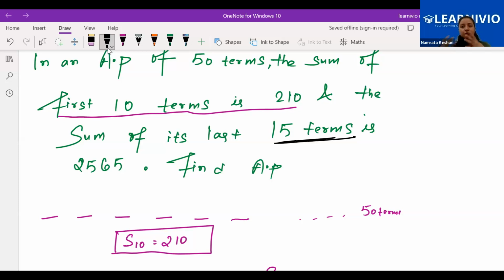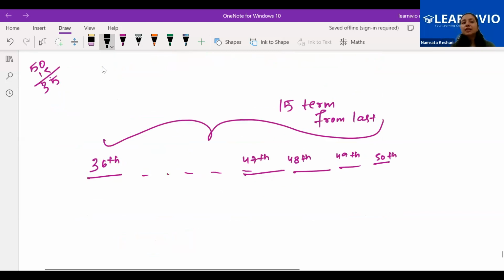Is it starting after the 20th term? Is it starting after the 30th term? Is it starting after the 35th term, or what? Are you getting me? Ma'am, I got it. Yes, ma'am. Okay, so we figured it out. 50 minus 15, I did, and I got 35. So from the 36th term, the last 15 terms we will be having. So we realize from 36 to 50, it's 15 terms. Is it clear to everyone?